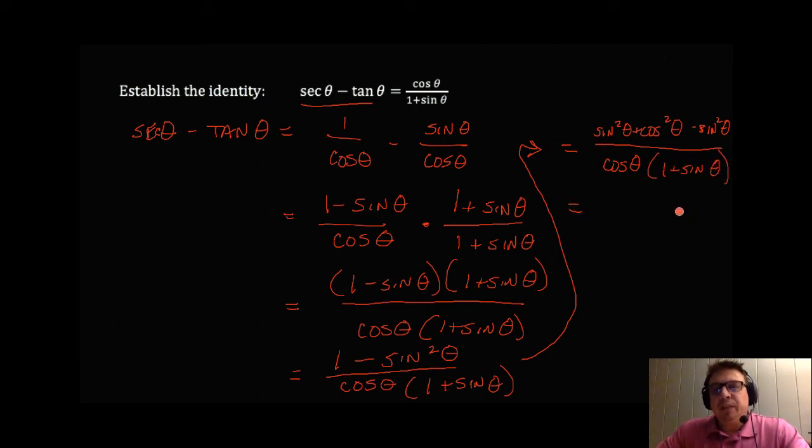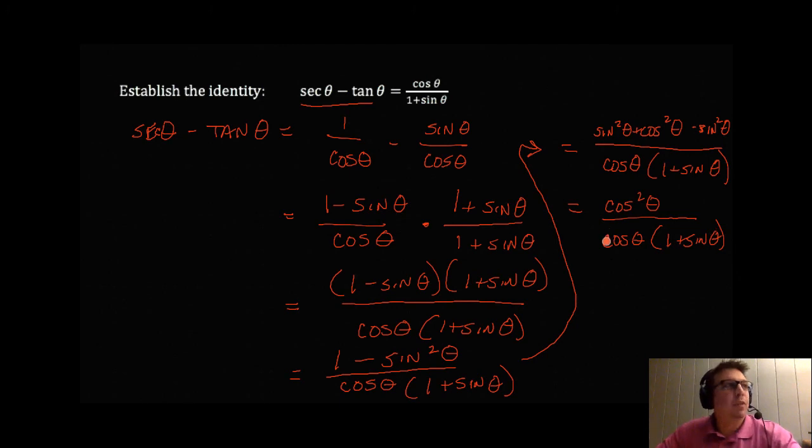All right, so let's see what the next one brings. All right, we've got sine squared theta here. I do have a minus sine squared theta here, so when these two things, they will just add out to 0. So I'm left then in the numerator with just cosine squared theta. My denominator still has the cosine theta, and it still has the 1 plus sine theta.